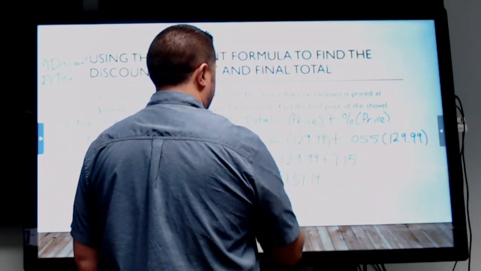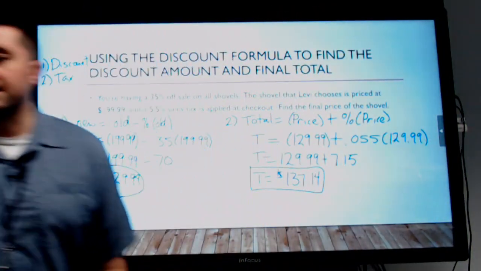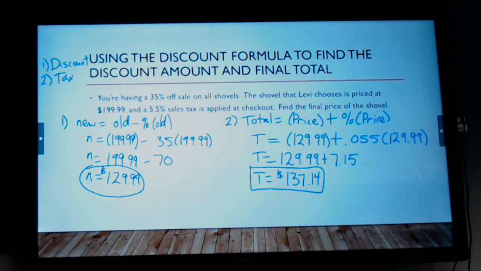Let's get in front of that because that's going to do some damage. Okay, so that's a lot for a shovel. I can see now why the original problem said guitars. Yes.